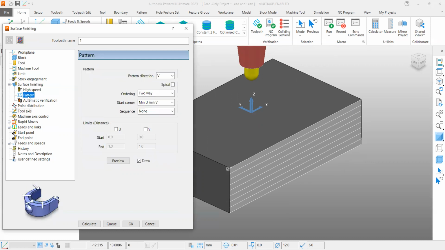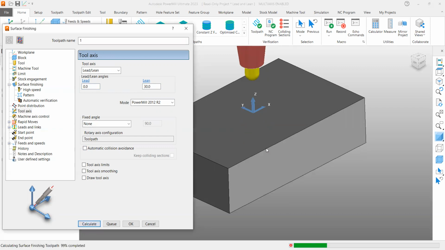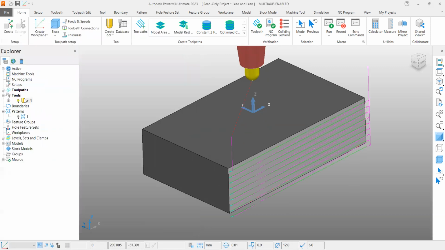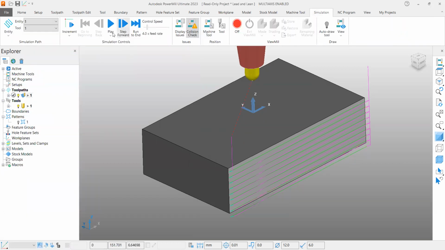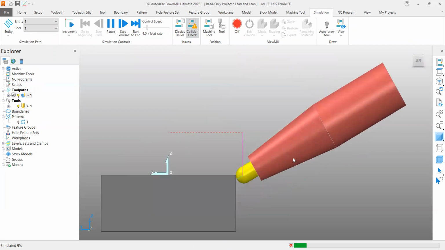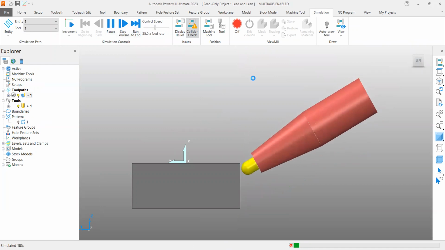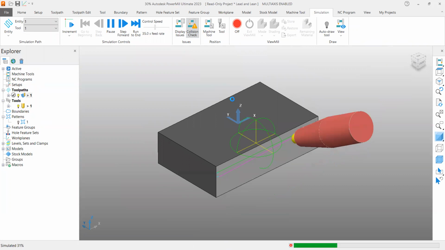Before that, I'm going to change to one way again, to make it clearer. Here in the lead, I will put zero. In the lean, I will put 30 degrees so that it will tilt more. I don't know whether it is minus 30 or plus 30; I'm trying to understand how it works. I put 30 degrees here and calculate. I look at the simulation, and you can see that it tilted exactly right, and then it is moving. So this is what I needed. This is the example of lead lean.